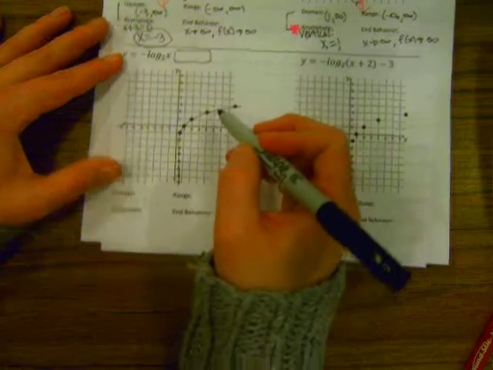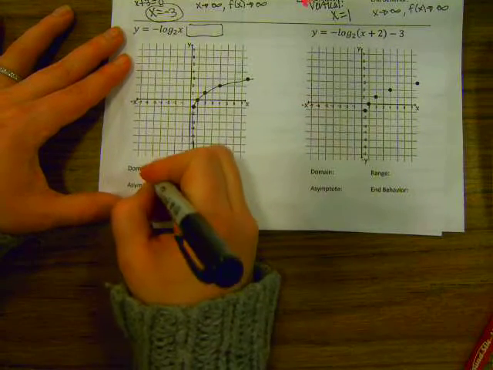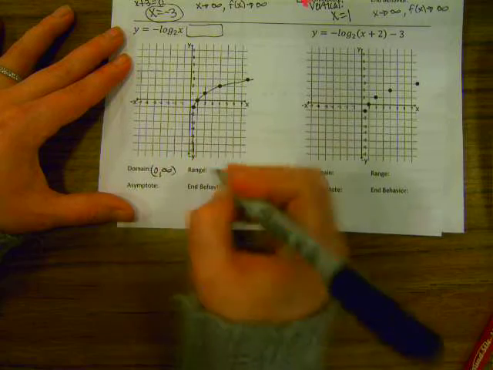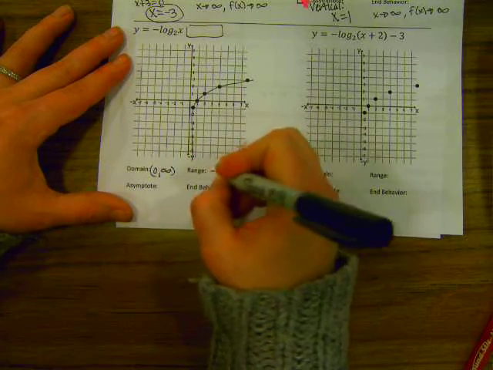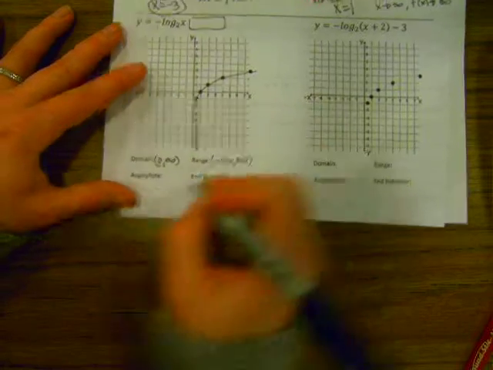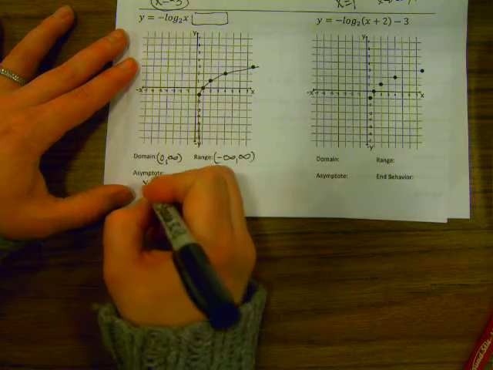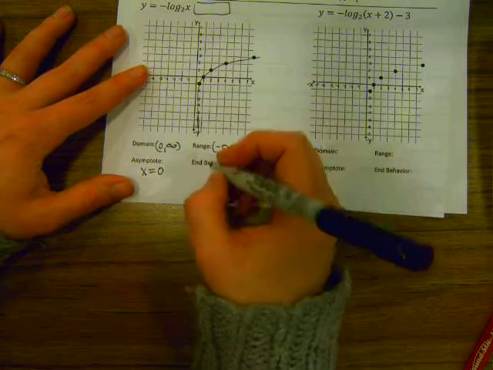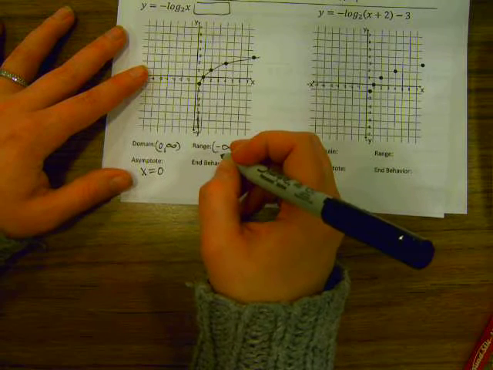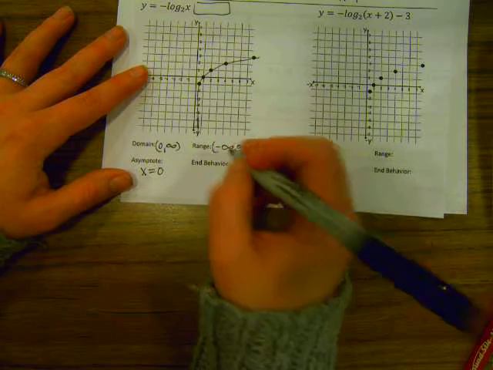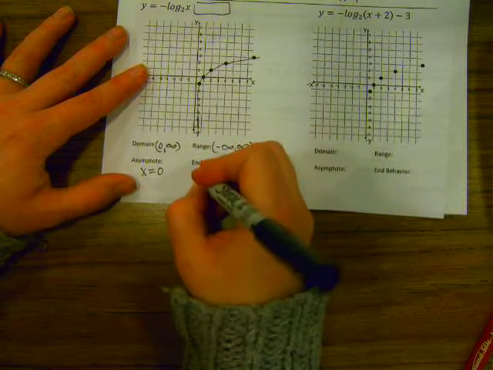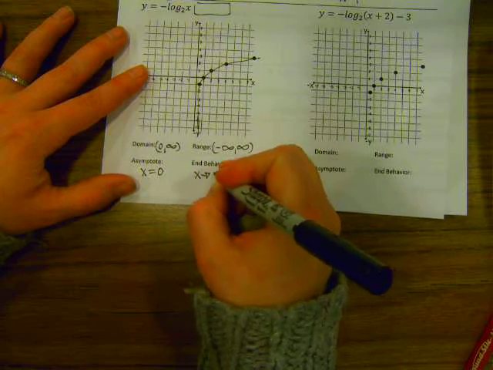So the domain is still going to be 0 to infinity. The range is going to be all real numbers. The asymptote is still going to be x equals 0 because there's nothing there. The only difference is, let's take a look at our end behavior.